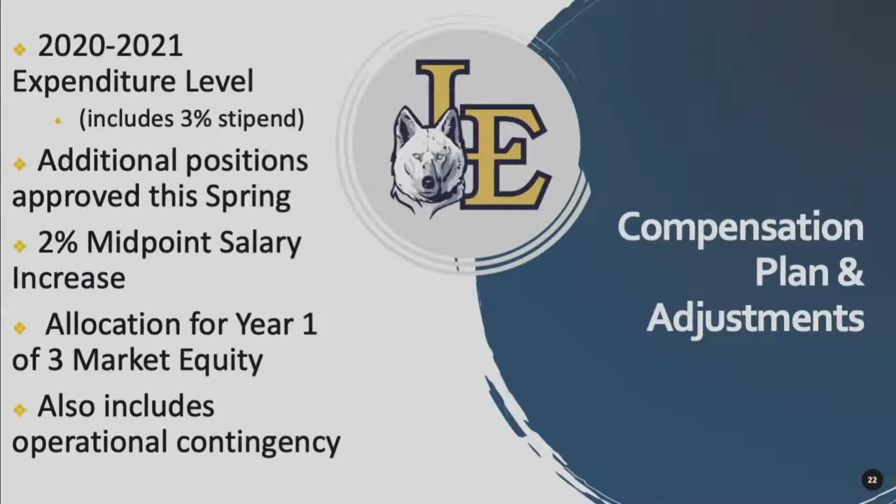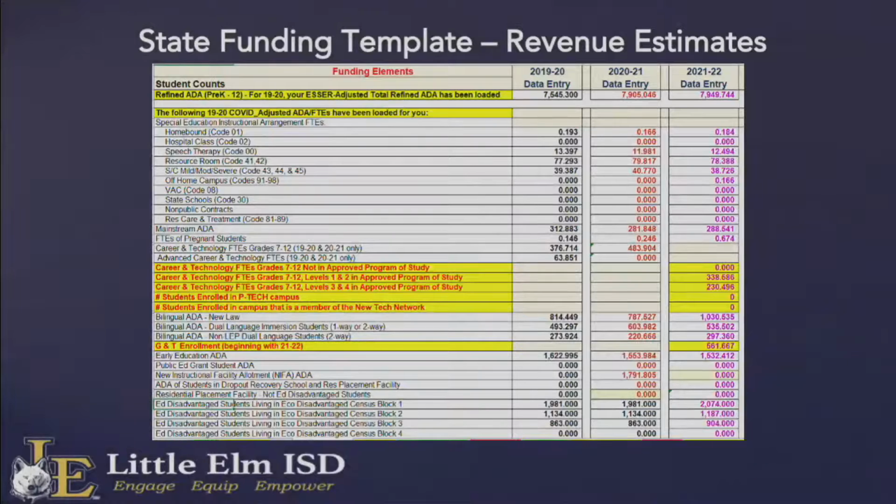And then we've also built into the budget an allocation for year one of a 3-year market equity adjustment that will be applied during the year, where we're really going to go in and make sure that we have existing employees that are at the equitable salaries that they should be. And then really unrelated to the compensation plan and adjustments necessarily, it also includes an operational contingency. And so those are just noteworthy things within the budget. Just making sure that we take care of both recruitment and retention of our staff.